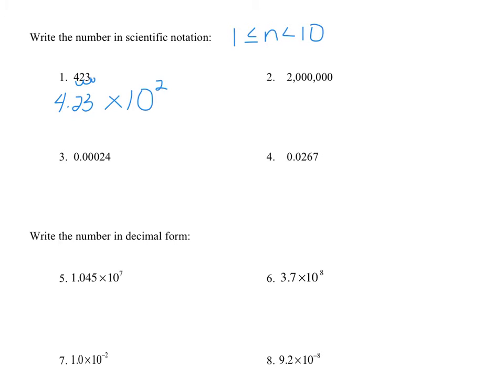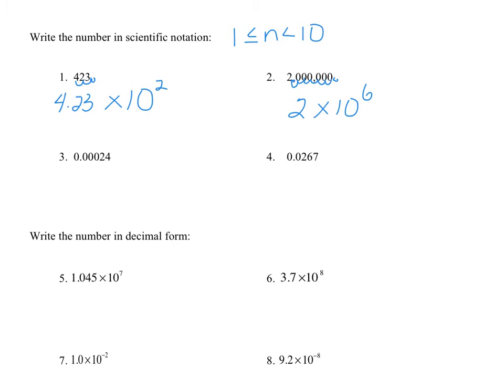All right, 2 million. Put the decimal point in at the end. It's some number times 10 to a power. If we keep moving that decimal point till we get to 2.00000, my answer will be 2 times 10 to the 6th power because it took me 6 places to get there.